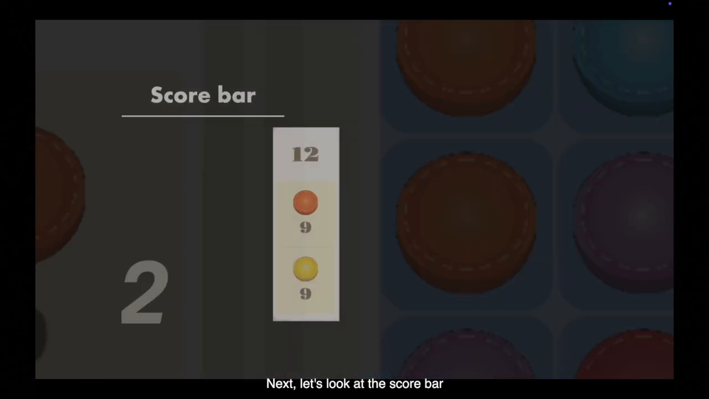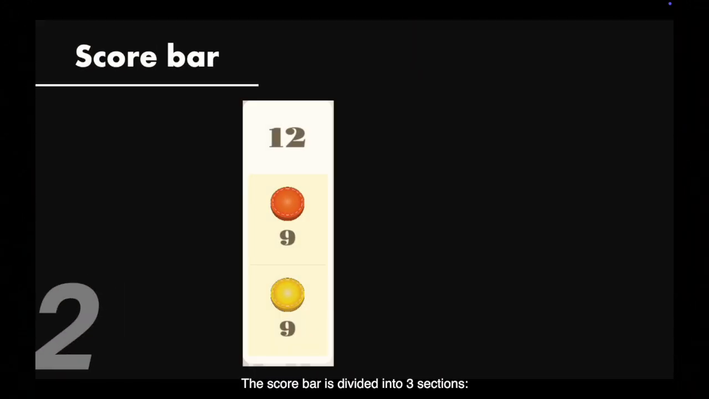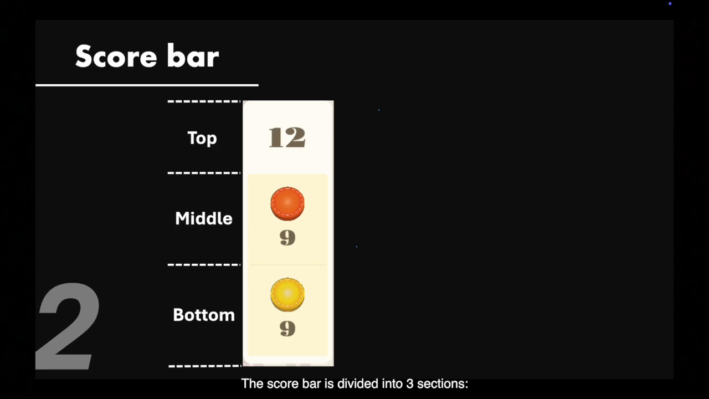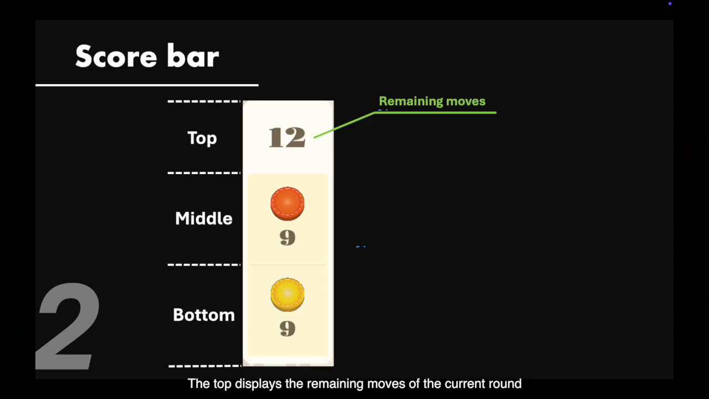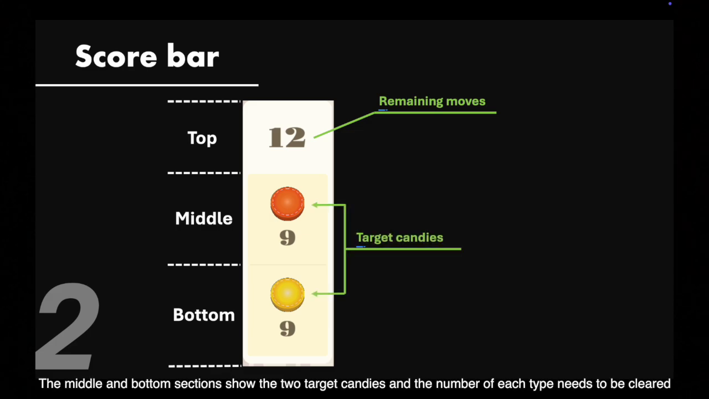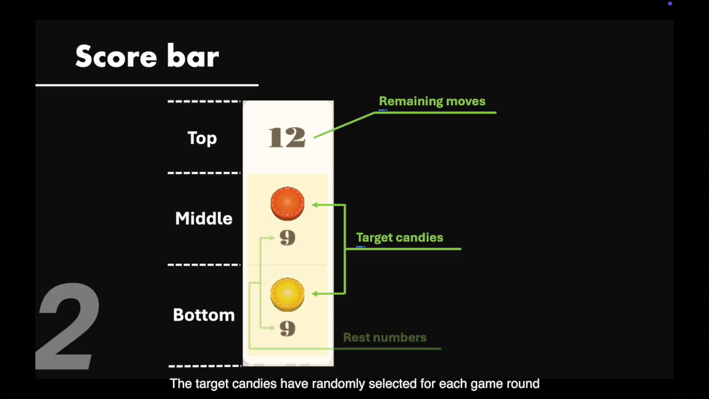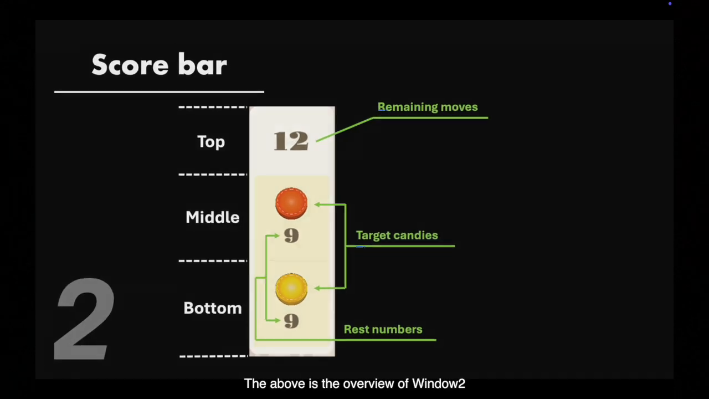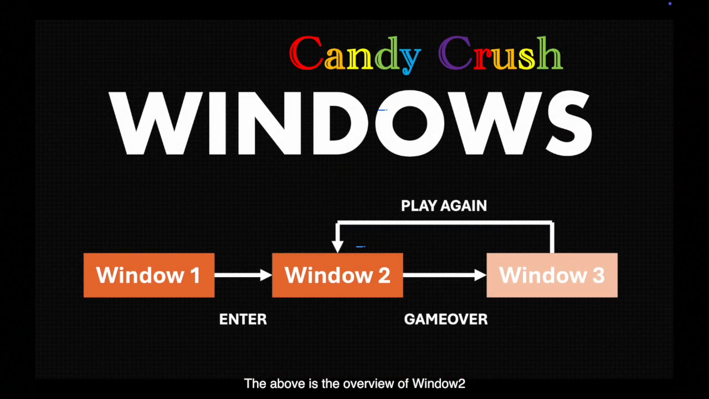Next, let's look at the scorebar. The scorebar is divided into 3 sections: top, middle, and bottom. The top section displays the remaining number of moves for the current round, with an initial value of 12. The middle and the bottom sections show the 2 target candies and the number of each type that needs to be cleared. The target candies are randomly selected for each game round, and at least one of each type must be eliminated. The above is the overview of Window 2.